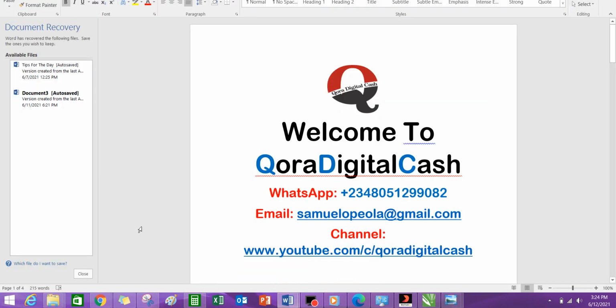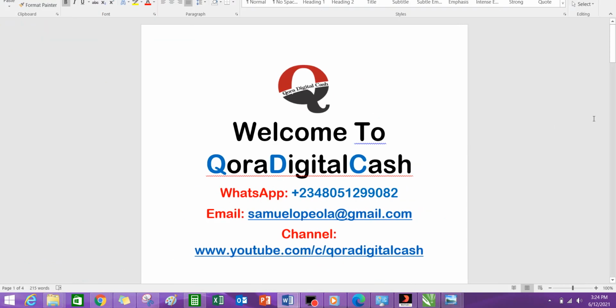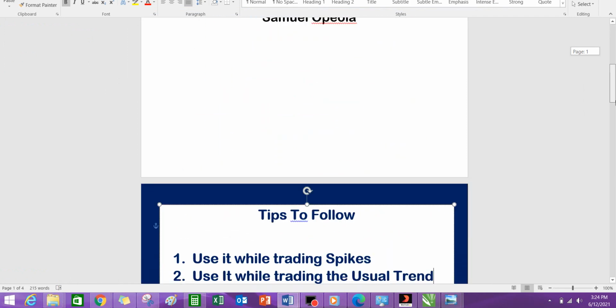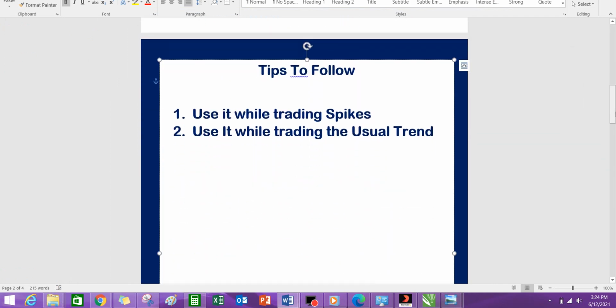Okay, let's quickly come to my cheat sheet so that you guys will understand how to go about it. Okay, these are the tips to follow. For you to use stop loss, you can either use it when you are buying a particular asset, or you are selling a particular asset. It depends on how you want to use it, but it is very easy to use when you are trading currency pairs, when you are trading volatility 75 and the likes.